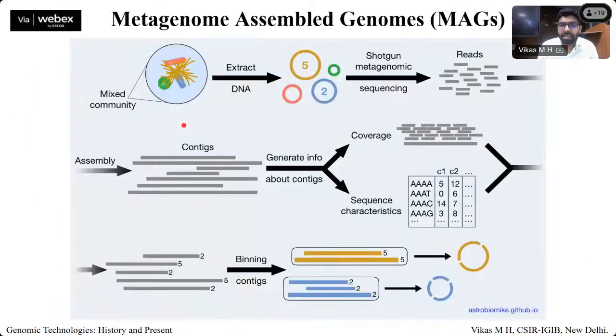What metagenomics helps us with is that whenever we extract DNA, we are extracting the DNA of all the organisms in the community. And when we do shotgun sequencing of these genomes, we will be getting reads from all the genomes, and these reads can be assembled into genomes based on their characteristics like coverage, so how many times a particular sequence has been sequenced, and the sequence characteristics like tetranucleotide frequency. So what is tetranucleotide frequency?